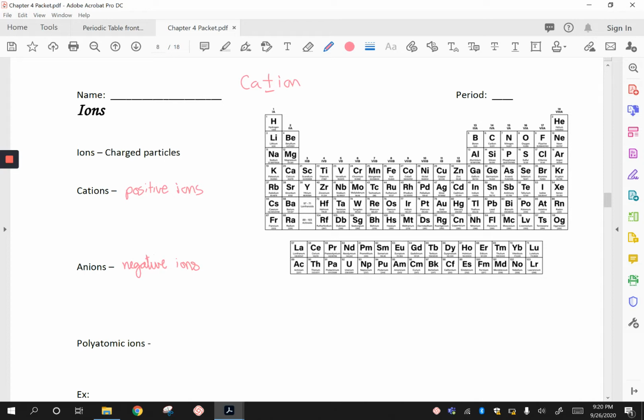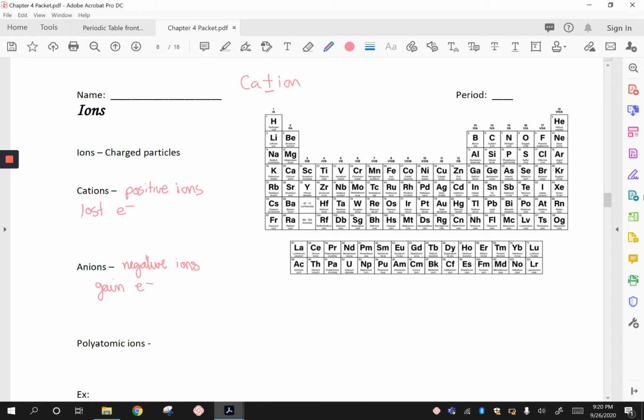Now, how do these atoms become ions? How do they become charged? Well, they lose or gain electrons, right? It's the electrons that are transferred that cause them to be positive or negative. Electrons are negatively charged, right? So if I lose some electrons, if I lose some negatives, I become more positive. So if you lost electrons, you become positively charged, and it's a cation. If you gain electrons, gain a negative, that means you become a negative ion, and you're an anion.